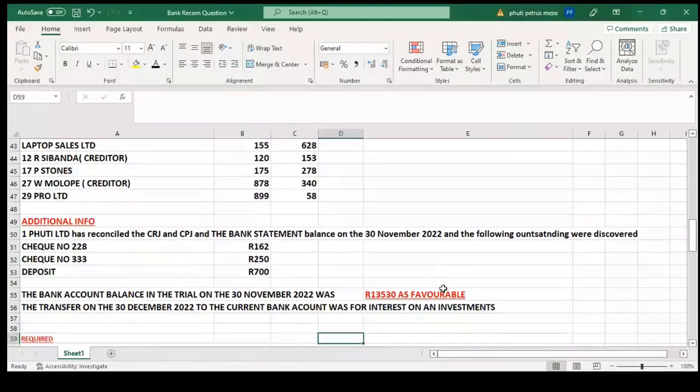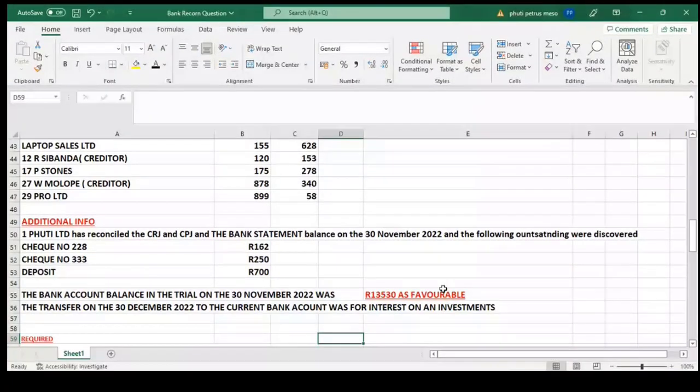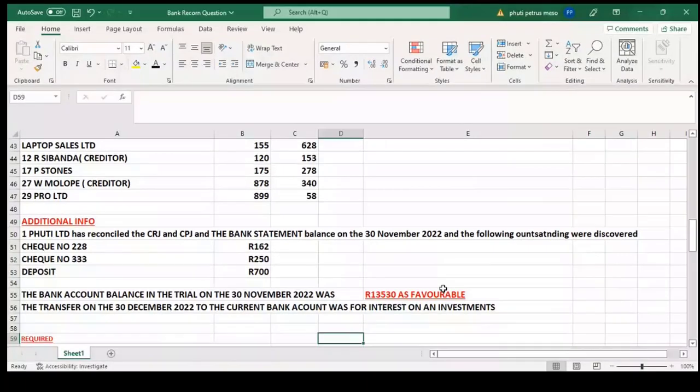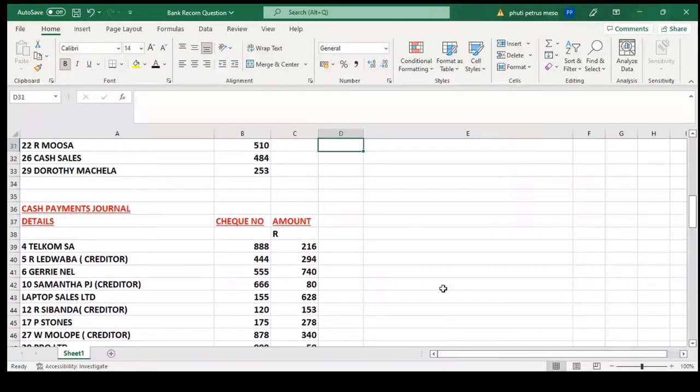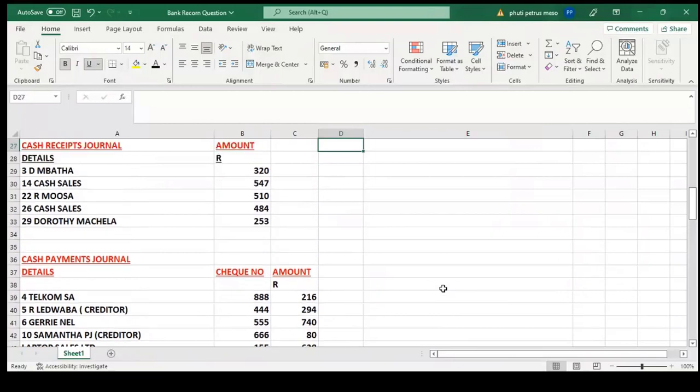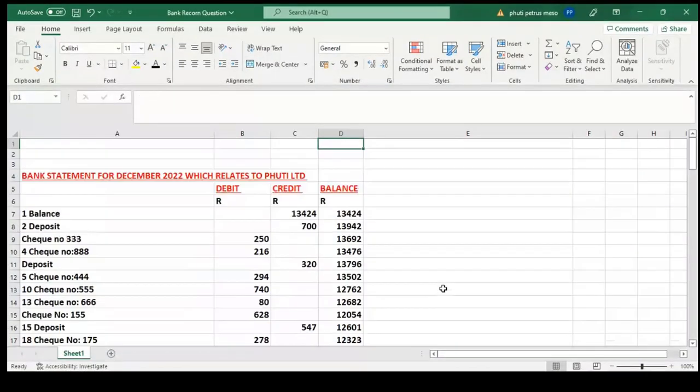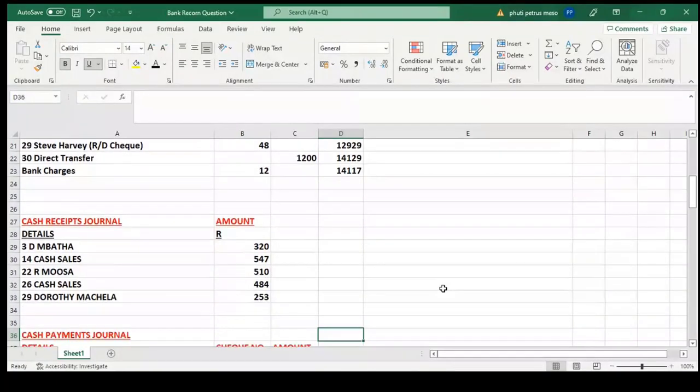So the last one says that the transfer on the 30th of November 2022 to the current bank account was for the interest on an investment. All right, let's do what we can do best now. The first one, we are given the cash. Okay, we are given the bank statement, which is here, and we are given the cash receipts journal. So let's do what we have to do now.